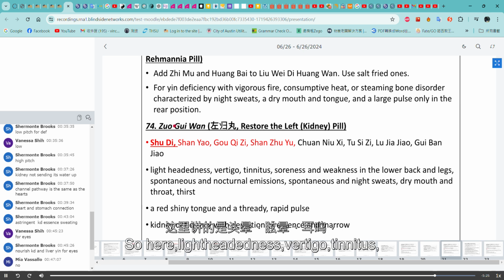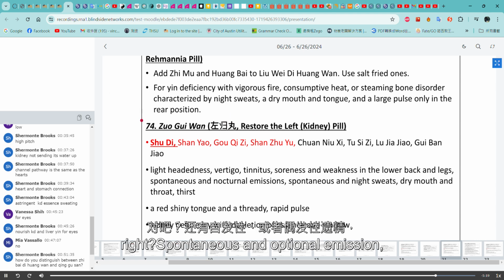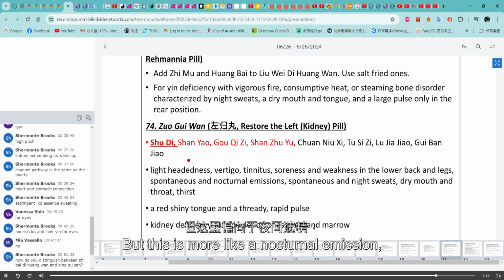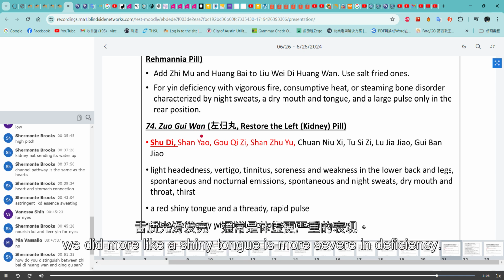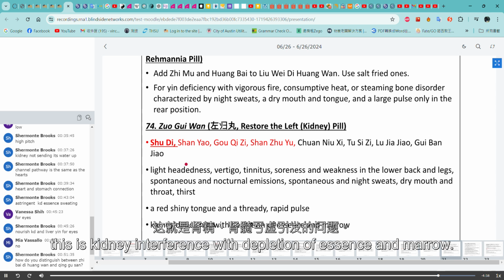So here, lightheadedness, vertigo, tinnitus, soreness and weakness in the lower back and legs, this is all the same, right? Spontaneous nocturnal emission. But this is more of a nocturnal emission, this essence issue. This is more severe, and we see a shiny tongue, which means more severe insufficiency. The shiny tongue has no coating. And the thready rapid pulse. And this is kidney insufficiency with depletion of essence and marrow.